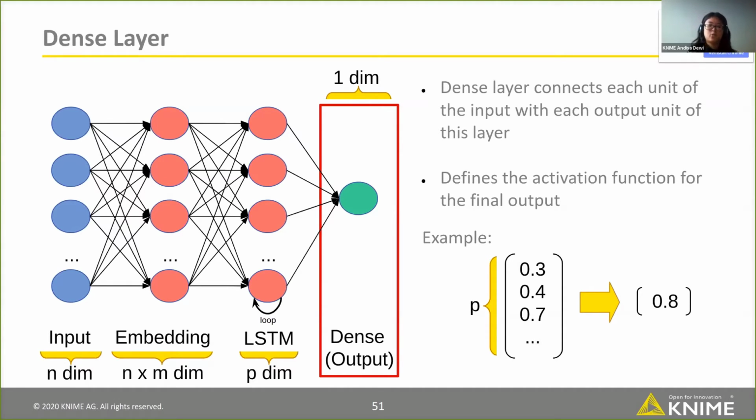And this function is called an activation function. We use sigmoid as the activation function, and therefore we'll get as the result a value between 0 and 1. And we can then define a boundary. Let's say values that are larger than 0.5 will mean that the document is positive, and if it's less, it is negative.